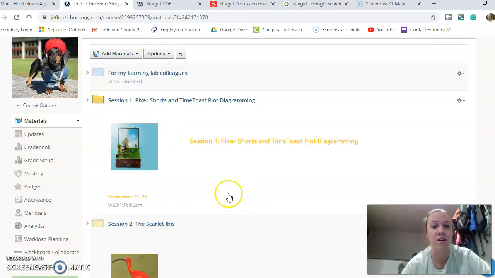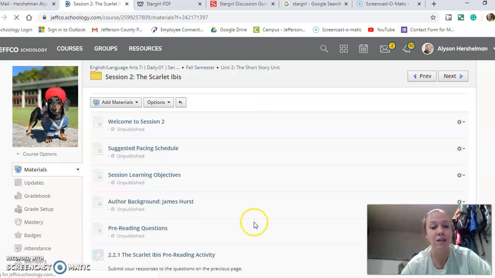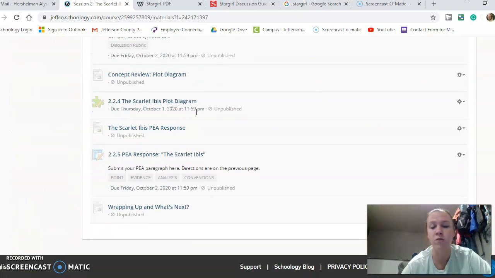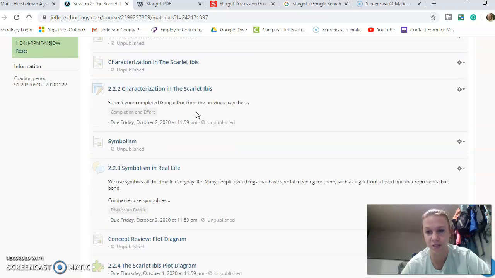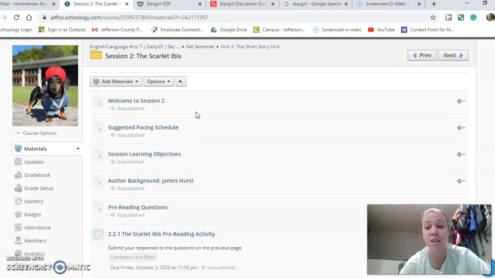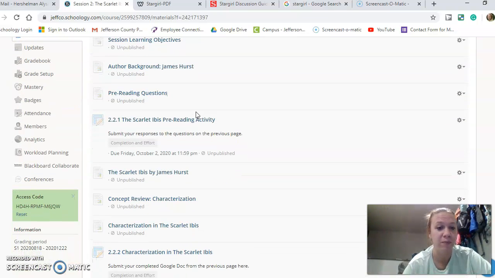So I just clicked on Unit 2. Here is Session 2. Oh, look at all of those pages. So much more than assignments. Lots of pages that have lots of good information. Necessary information. Not just good information, necessary.